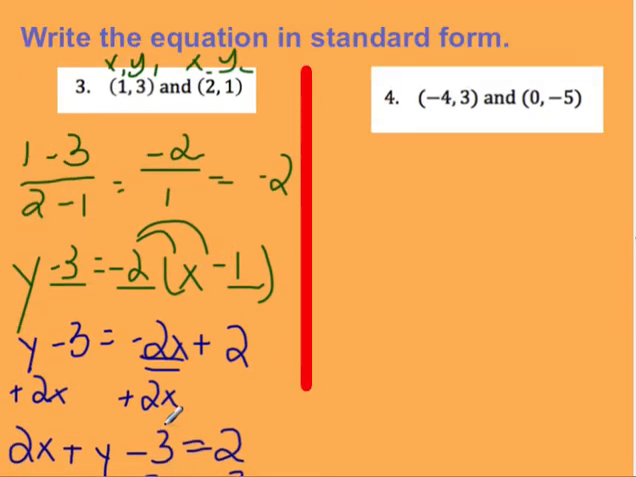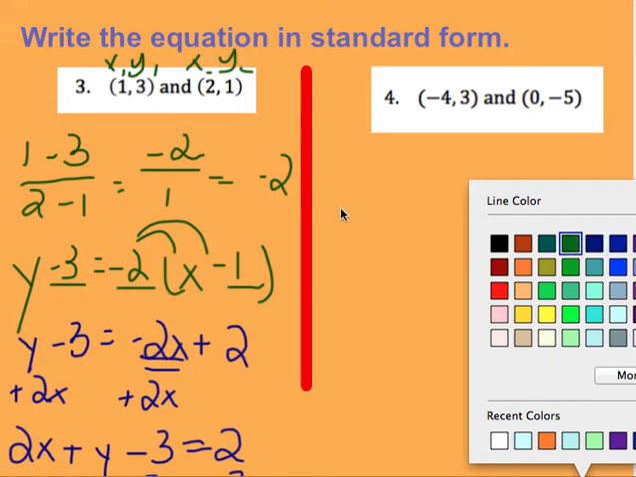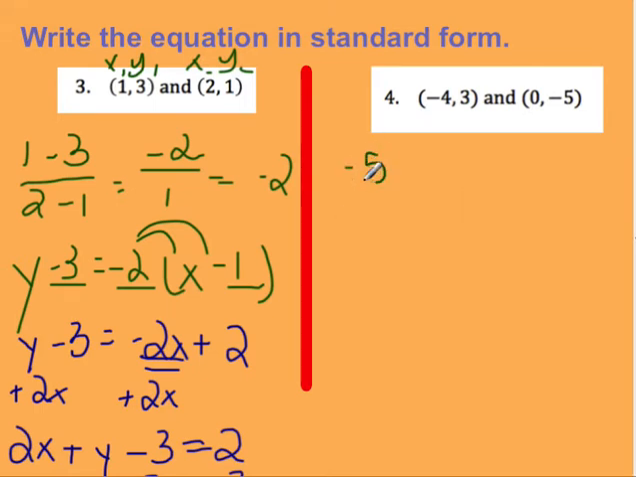Let's take a look at number 4. That's going to be a lot of the same thing. So we're going to do y2 minus y1 over x2 minus x1.